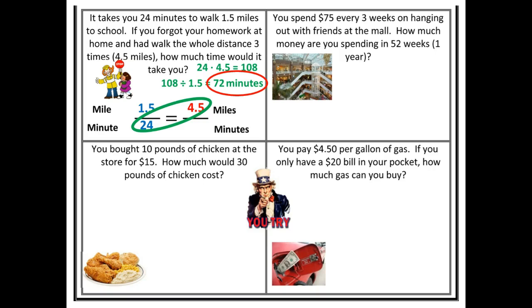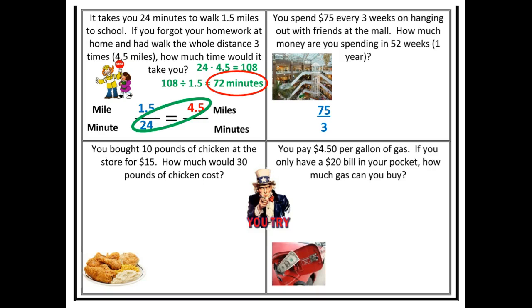Let's say you're trying to budget your spending. So you spend $75 every 3 weeks on hanging out with your friends at the mall. How much money are you spending in 52 weeks, which is the equivalent of 1 year? So I need to start by setting up my original proportion. Dollar amounts generally go in my numerator. Time, or units of time, generally go in my denominator. So my original ratio is $75 for every 3 weeks.